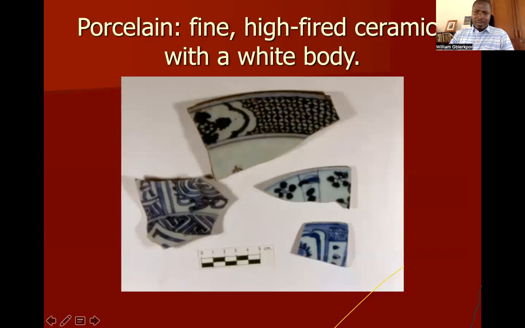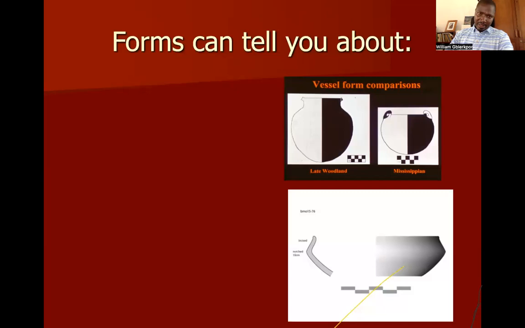We have porcelain. Porcelains are fine, high fired ceramics with a white body. Temperatures are higher. That's why they say high-fired ceramics. And when you compare these to the terracotta figurines, they are not fired to the high degree of temperatures. And so you have these brown colors, sometimes with dark inner layers. But when it comes to porcelains, they are pure white, one uniform, consistent fabric.